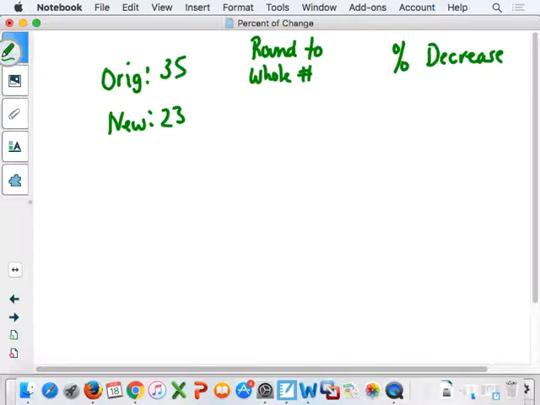Okay, so now remember we're going to use that formula, and I'm writing it over and over again just so that it sticks for you. Difference over original equals x over 100. That's the biggest thing that you have to remember out of this lesson. Okay, so what is the difference between 35 and 23?